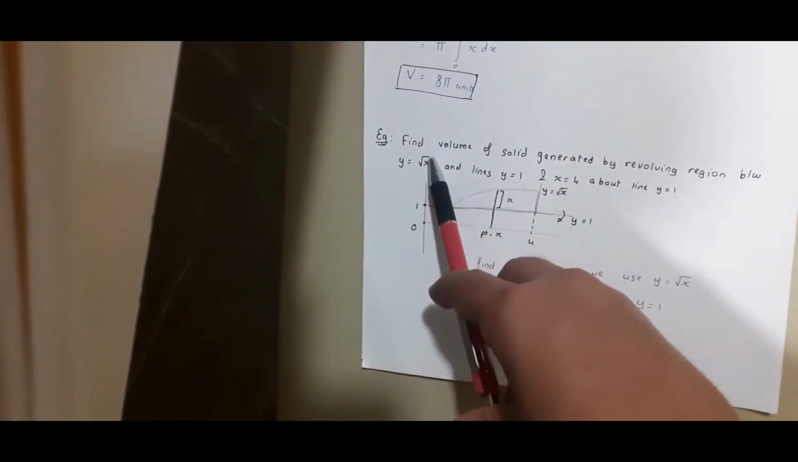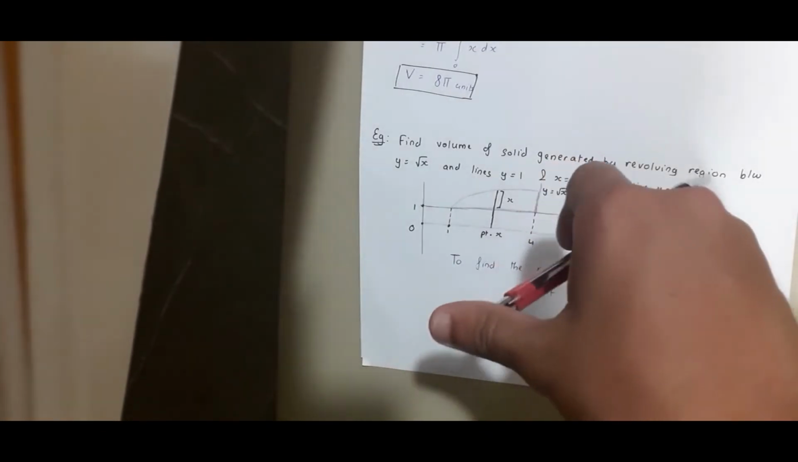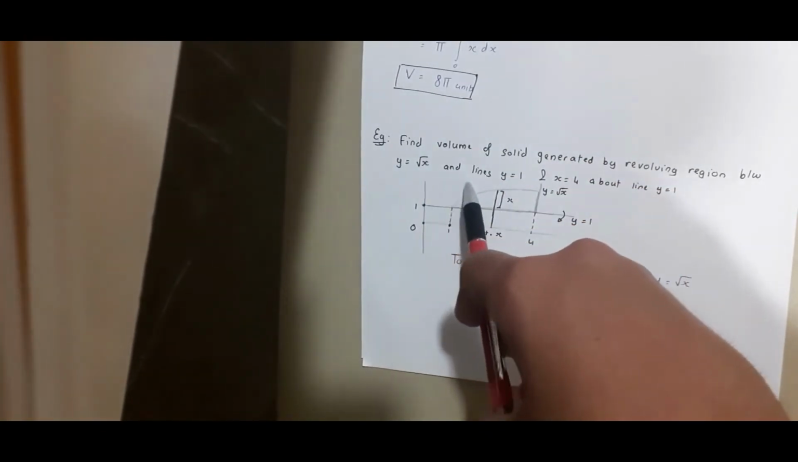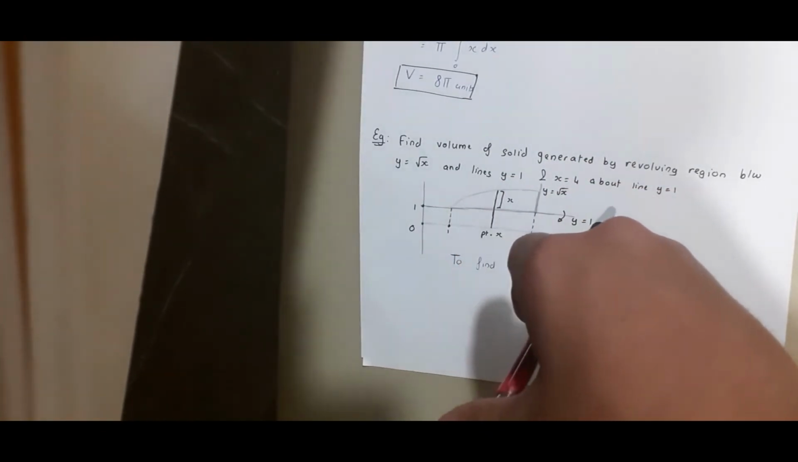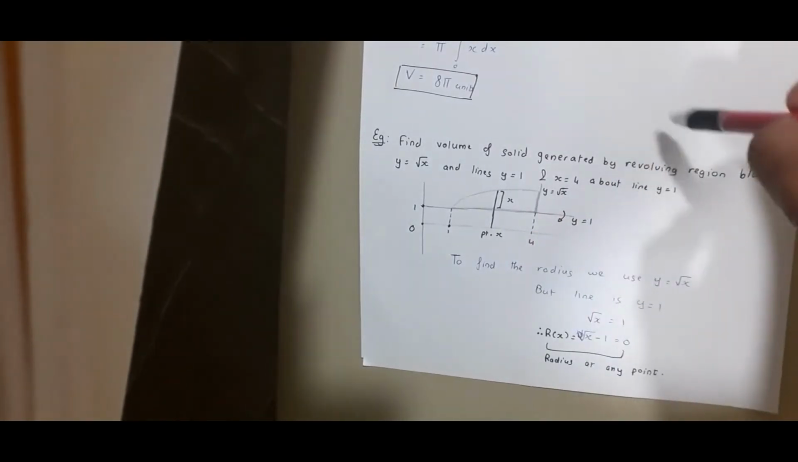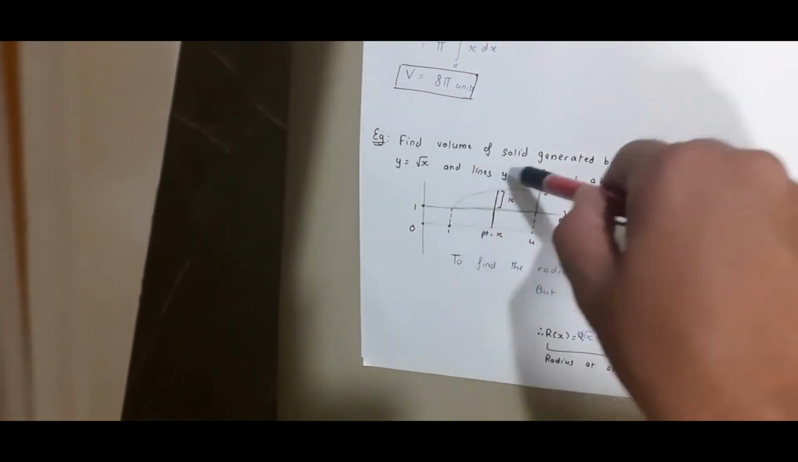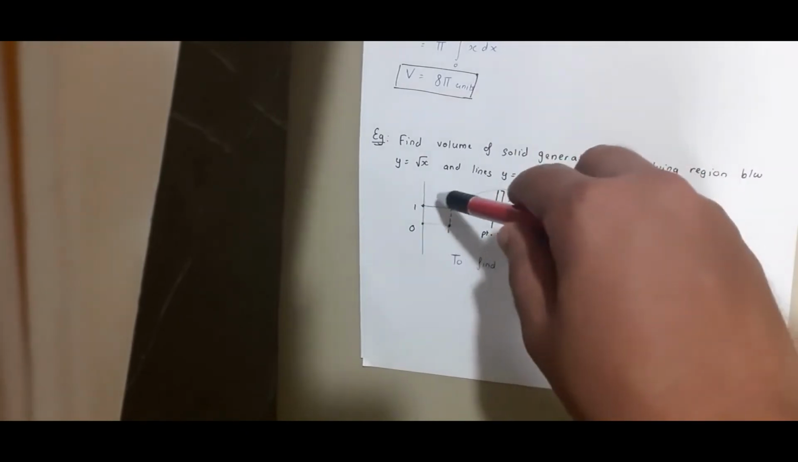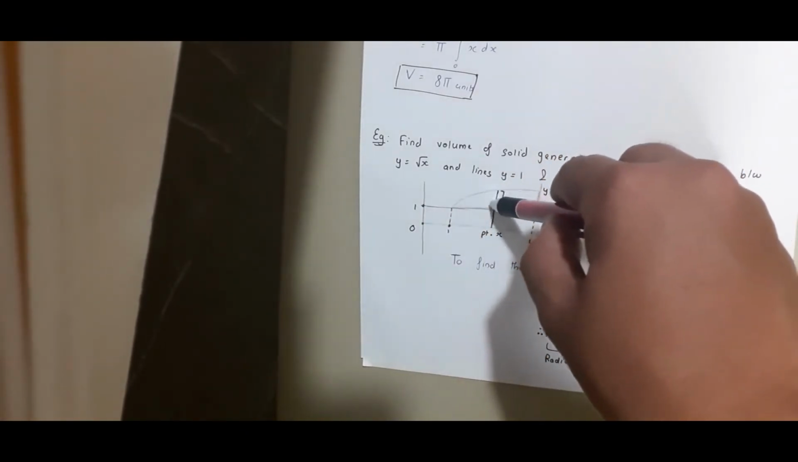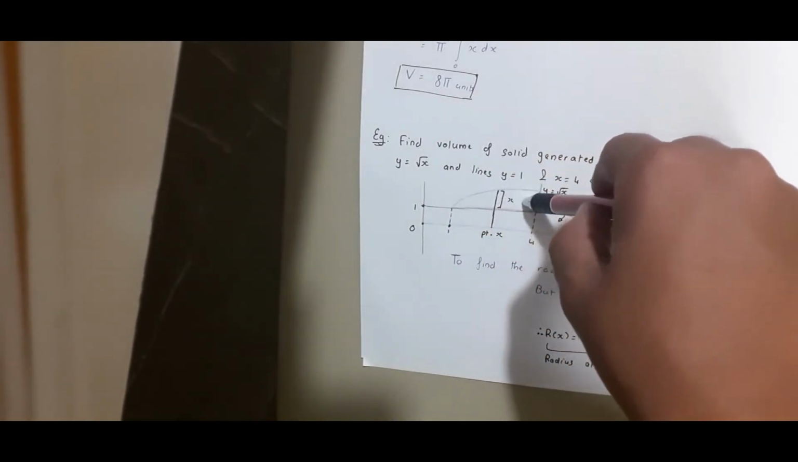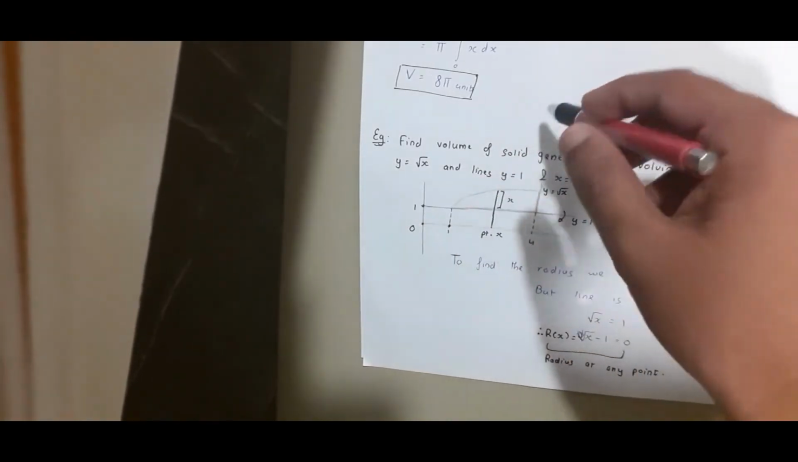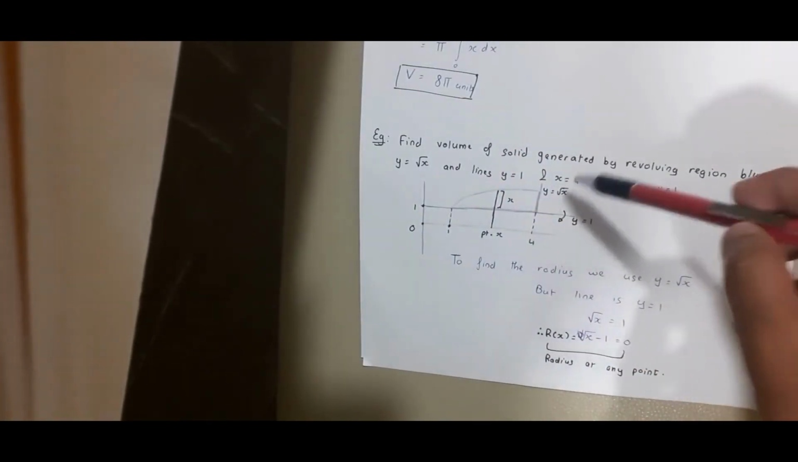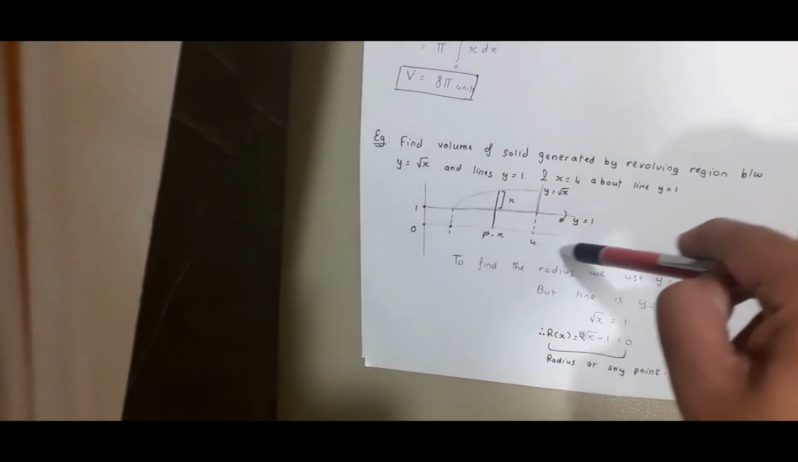Then over here we have: find the volume of the solid generated by revolving the region between y is root x and the lines y is 1 and x is 4 about the line y is 1. So over here you have two regions, y is root x and x is 4, but you have to find it about the line. Your axis of rotation is the line y is 1.